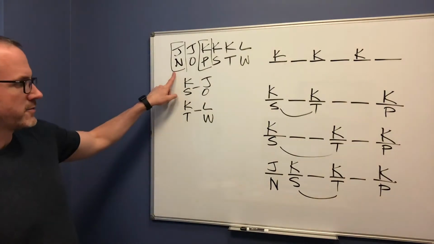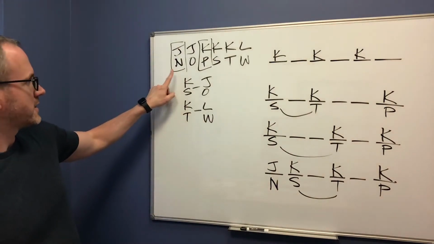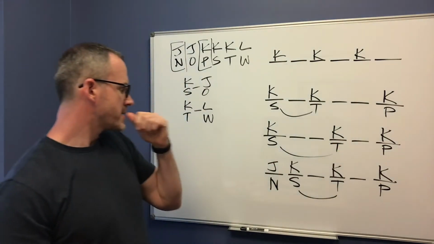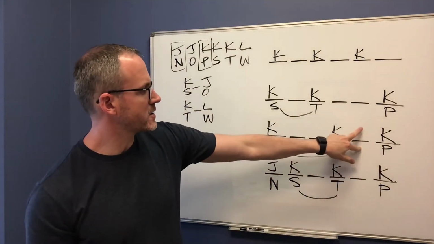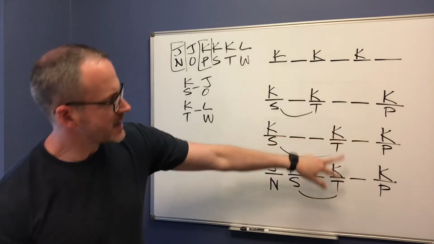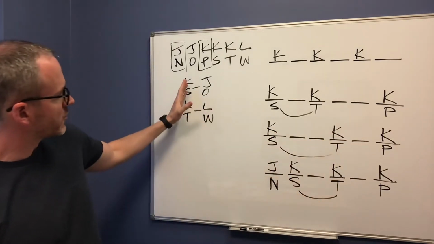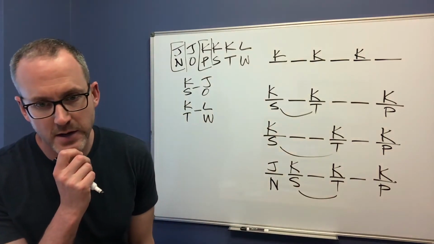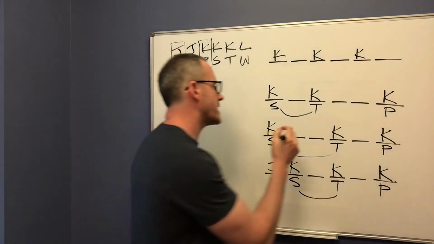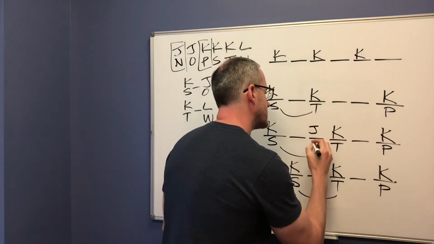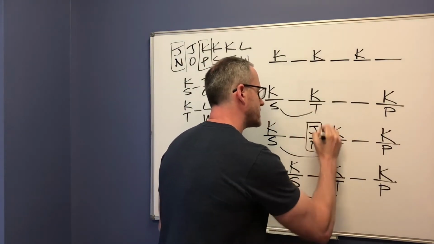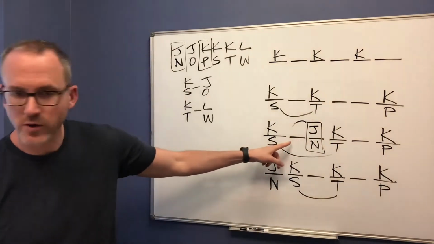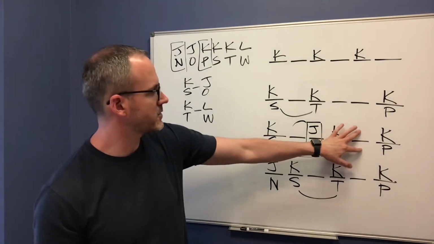The only thing I have left to worry about is this guy, JN. And again, in this case, it can't go here. I can't put JN here because then I won't have room for something to come after KT or KS, right? So I do know that the JN has to come somewhere in here. I'm going to put it here and have it going back and forth. So JN is somewhere in there because it can't go there.